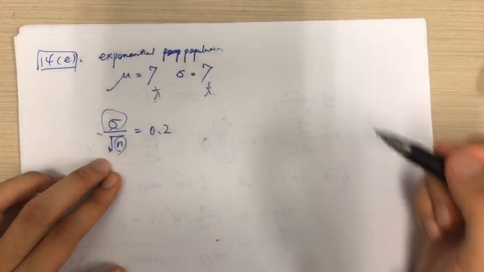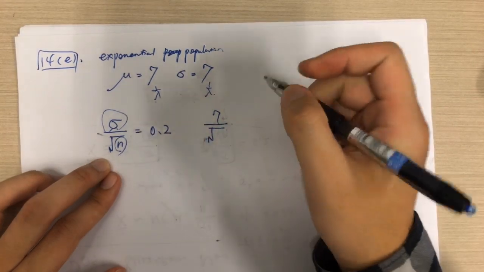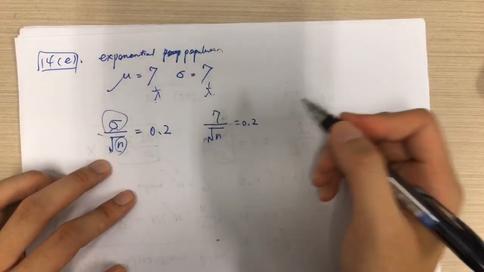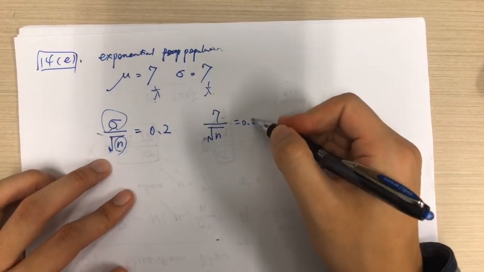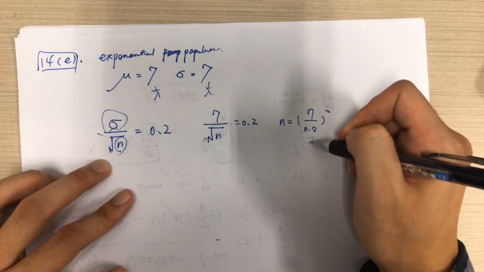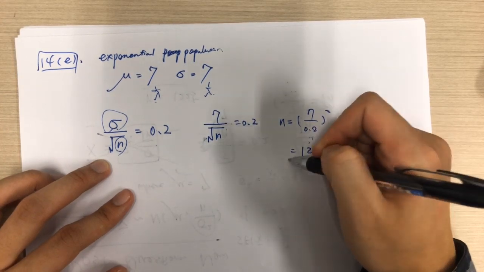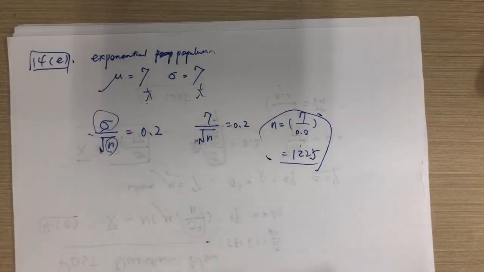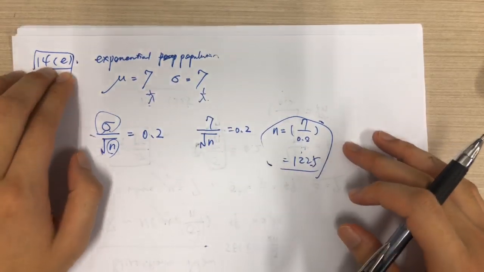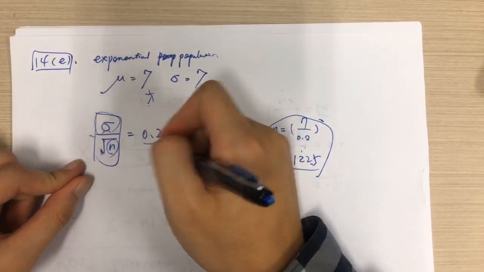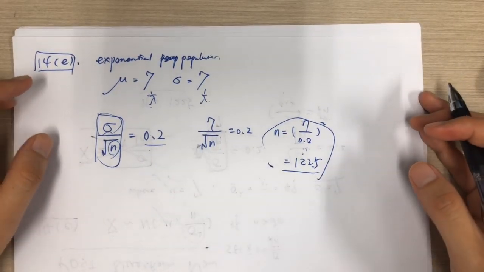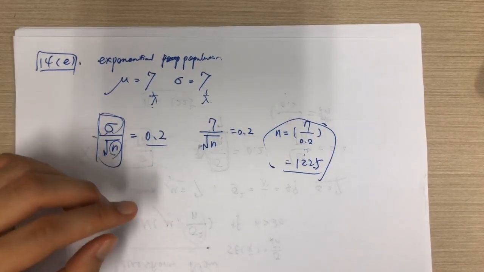Again, you just plug in 7 here: 7 divided by square root of n equals 0.2. And now you need to do the calculation and find n. So you can see n equals (7 divided by 0.2) squared. So 7 divided by 0.2 is 35, and 35 squared is 1225, right? Okay, so this is how we solve 14E. Again, it's asking to limit the sampling error, which is the standard error. Okay, all right, Clara, hopefully I'm answering your question.